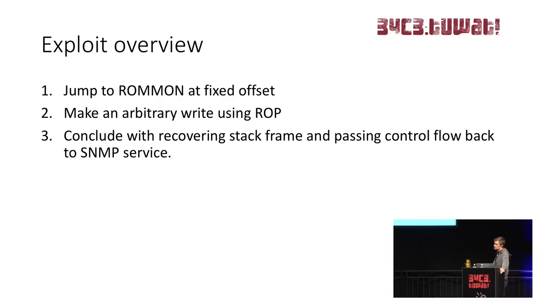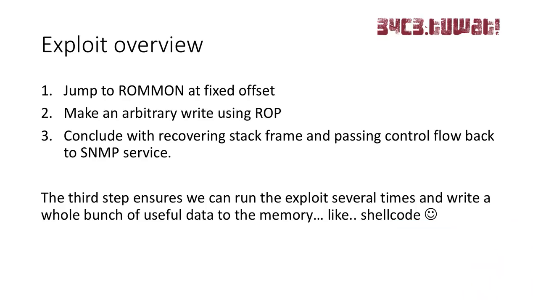So how do we build an exploit? The overview is as follows. We jump to the ROM monitor and initiate a ROP chain, which makes an arbitrary write using the code reuse technique. After that, we have to recover the stack frame to allow the SNMP service to restore the legitimate code flow. This is really important because we will be writing only 4 bytes, and that is not enough for a full-fledged shellcode. If we don't crash SNMP, we can exploit this vulnerability over and over again, thus building shellcode in memory. After we build the shellcode, we make a jump to it.